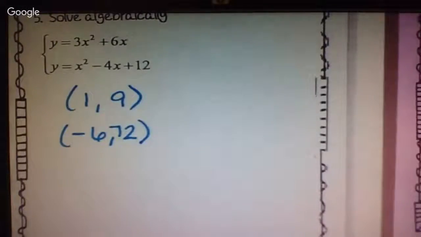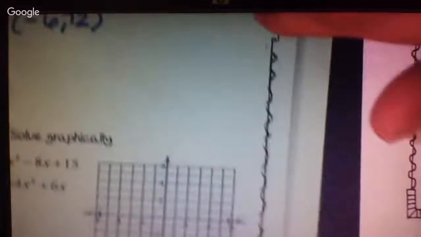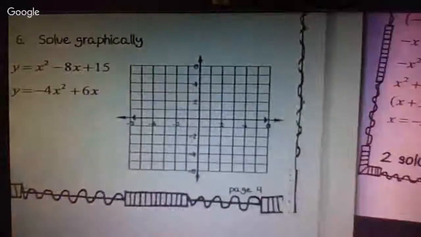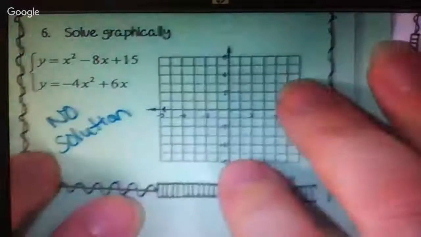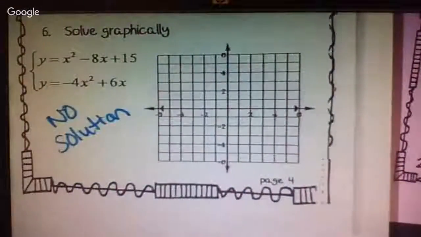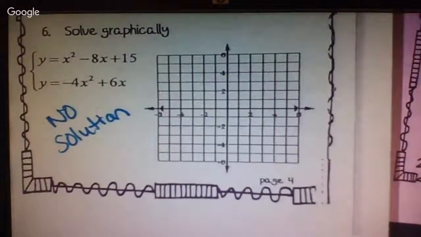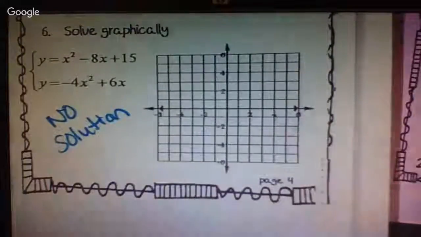Okay. What did we get for number 6? No solution. This one should not have crossed. No solution. Okay. All right. If you have not glued this in, it glues in on page 67. Okay, 67, my friends.